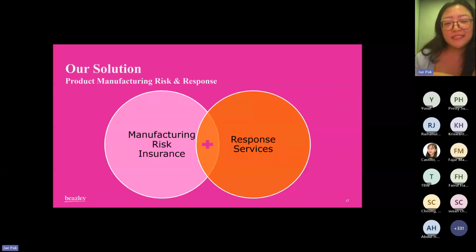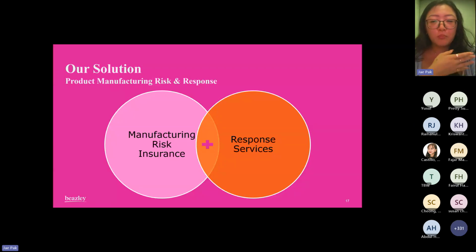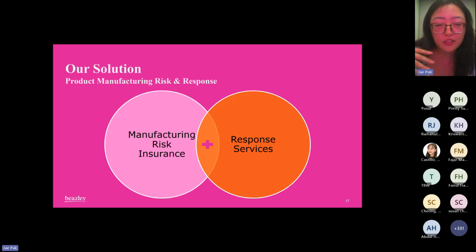So what's Beasley's take on this coverage? We have a two-pronged solution. The first one that you'll see on the left is the manufacturing risk insurance, and the second one is going to be the response services. We're going to be providing an insurance coverage which is broad enough to cover all the costs when a recall arises, regardless of when it happens and where it happens within the supply chain. And the second one is the response services, which basically allows the insured to have access to expertise to mitigate the crisis and get their business up and running sooner.